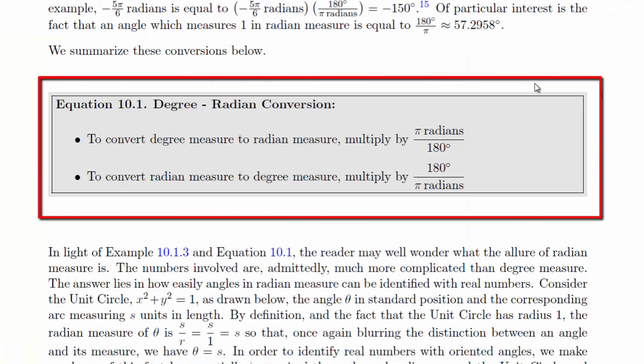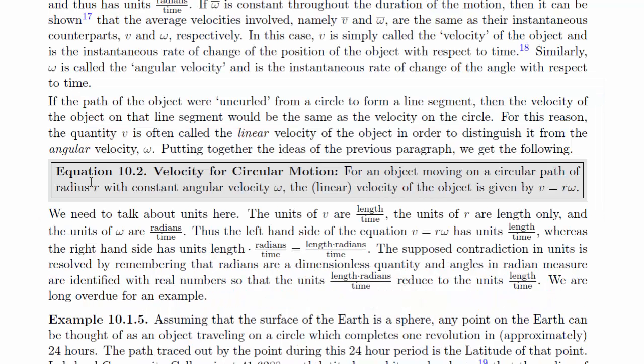We move on to Equation 10.1, degree-radian conversion. To convert degree measure to radian measure, we multiply by pi radians over 180 degrees. To convert radian measure to degree measure, we multiply by 180 degrees over pi radians.